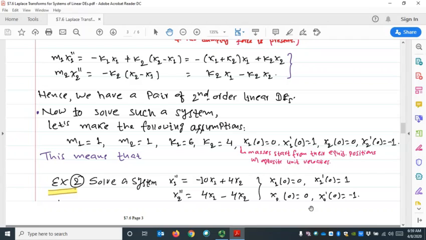So now let's solve the system. I'm picking those values just in particular. I'm showing you the coupled spring model gives us a system, or a pair, of second order linear differential equations, and now we are solving it by picking those values here. Let me scroll down.